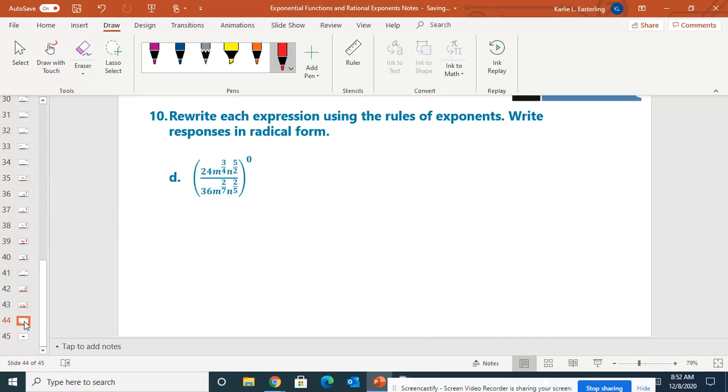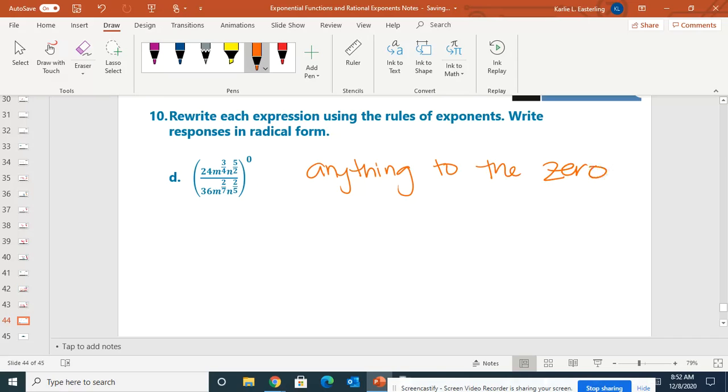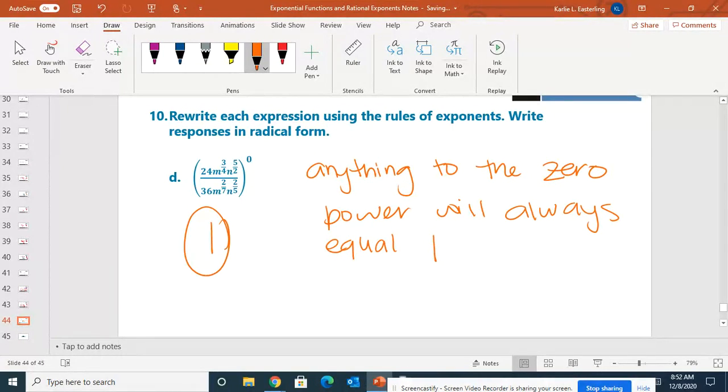One more. Okay. Remember I said earlier, anything to the 0 power, literally anything, will always equal 1. So this whole big thing right here is 1. That is your final answer there. So if on your test I give you something absolutely crazy, look at the power. If it's 0, your answer is just 1.